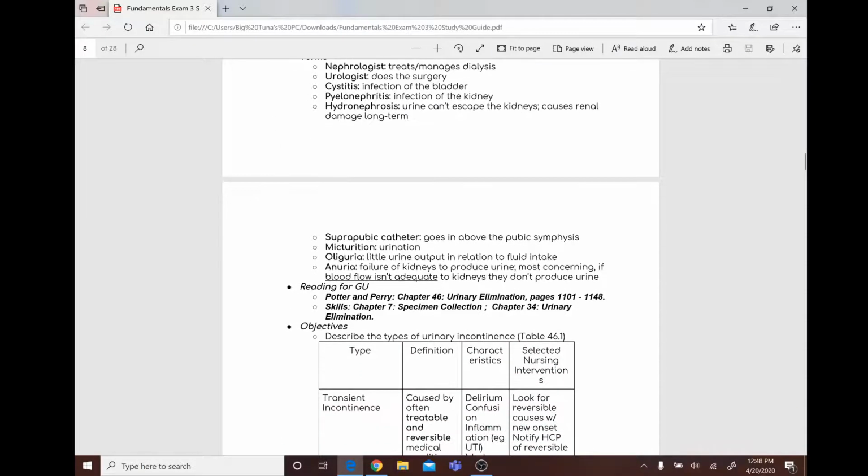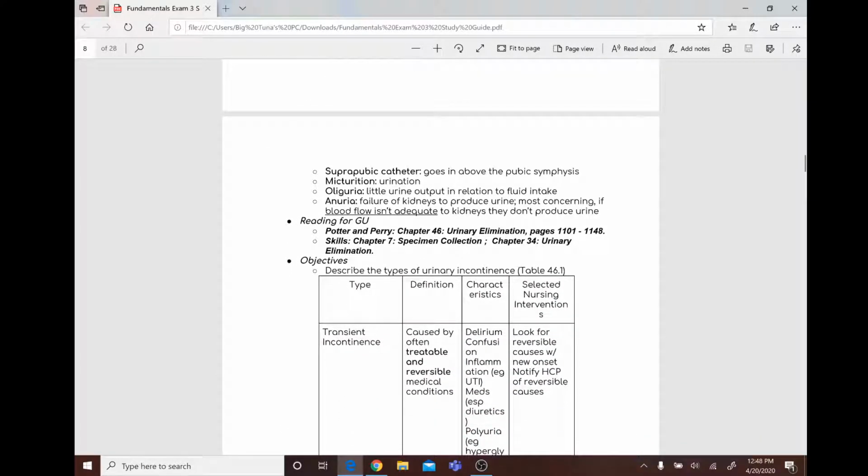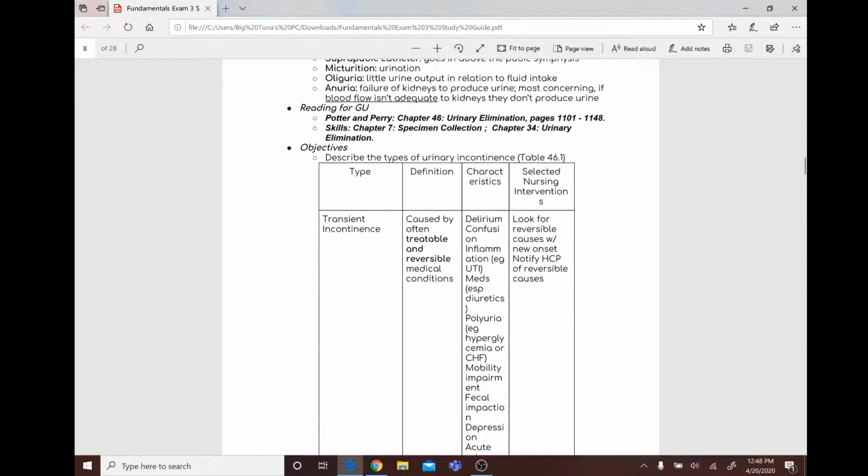What is a suprapubic catheter? Goes in above the pubic symphysis. What is micturition? Urination. What is oliguria? Little urine. What is anuria? Failure of the kidneys to produce urine. It's crazy. All right, let's talk about types of incontinence.